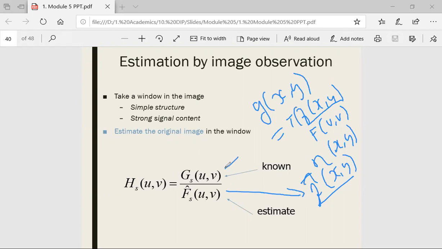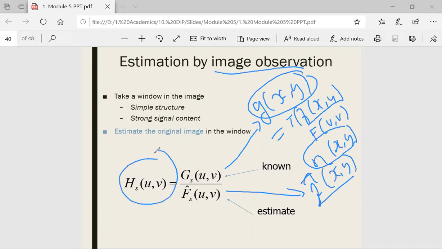G of u comma v is already known because we have calculated it by applying some transformation. So degradation has already happened. For that, you calculate the total number of noise pixels added, and only then can you observe the image properly. That is represented as hs of u comma v.